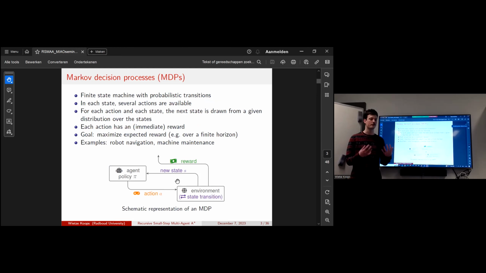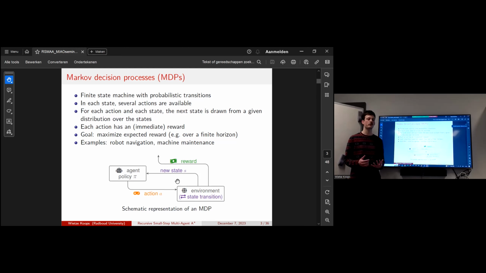We'll start with a Markov decision process. We have a finite state machine with probabilistic transitions, and in each state there are multiple actions available. Depending on which action you choose, you get different probability distributions over the next state. Each action also has an immediate reward based on both the action you take and the state you're in. The goal is to maximize expected reward over a finite horizon, or you can also do it over an infinite horizon with discounting, for example.